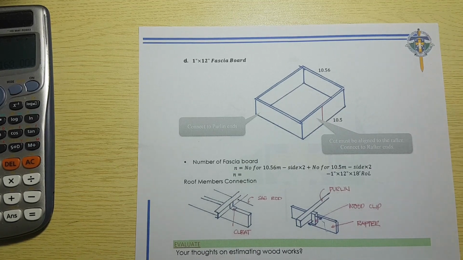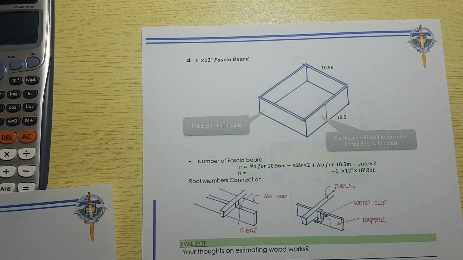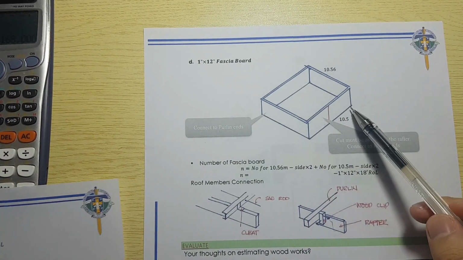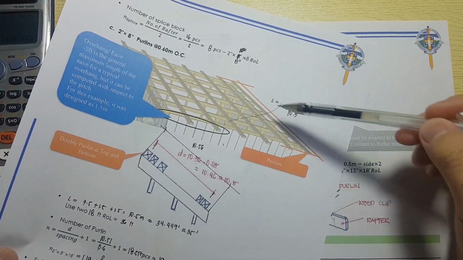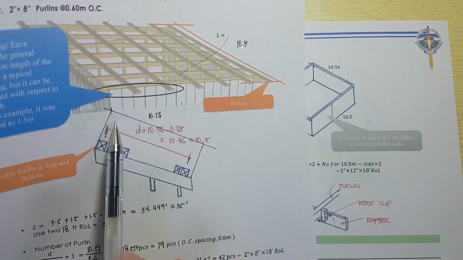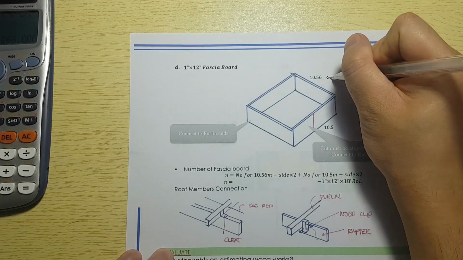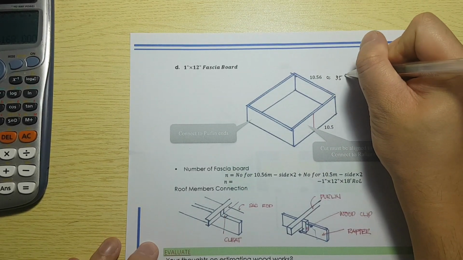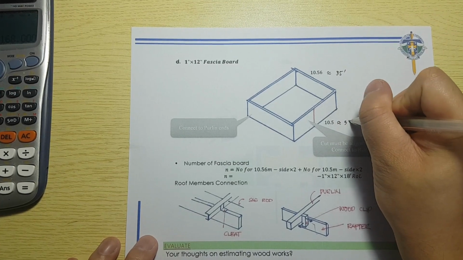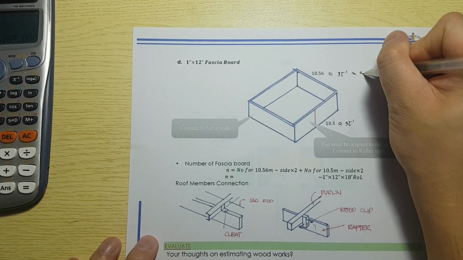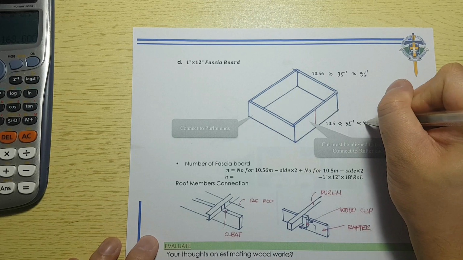So we know that the length here is 10.5. So ito yun. That one here is 10.5 and the other is 10.56. Okay? So we know na ang kasya dito, this one is 35 feet also. This one is also 35 feet and ang kasya dito is 36 feet.